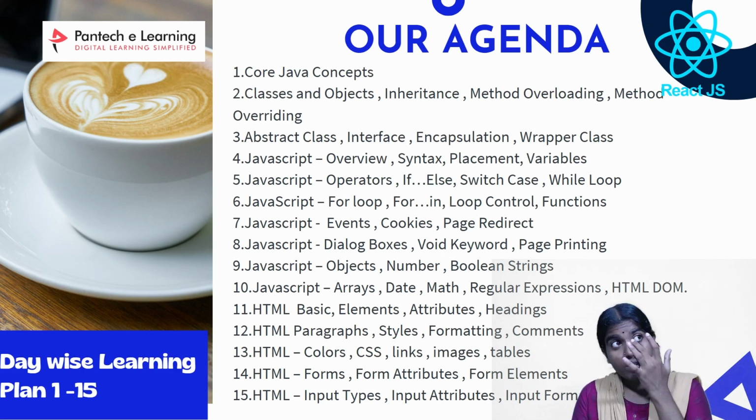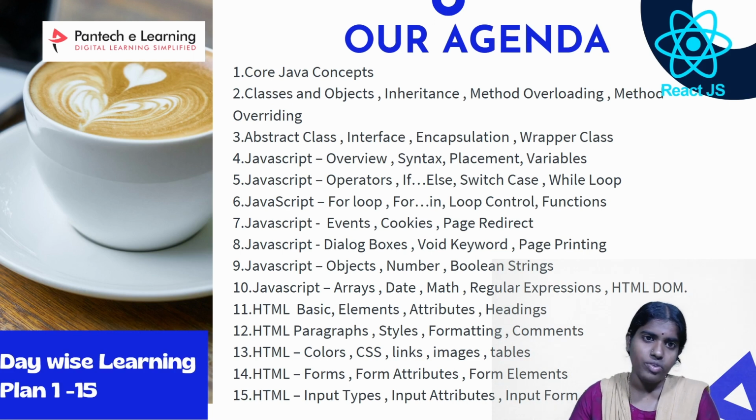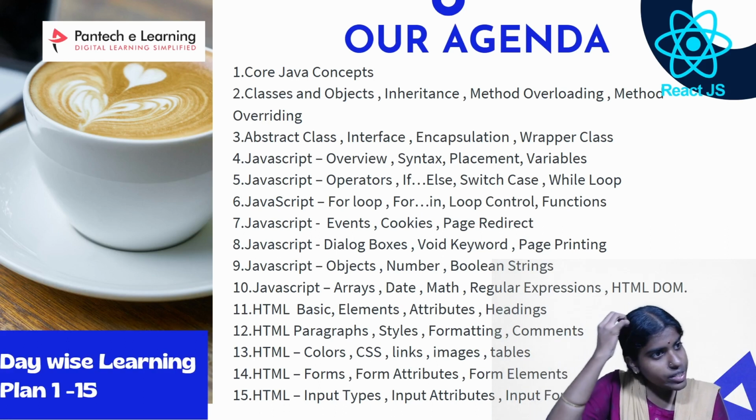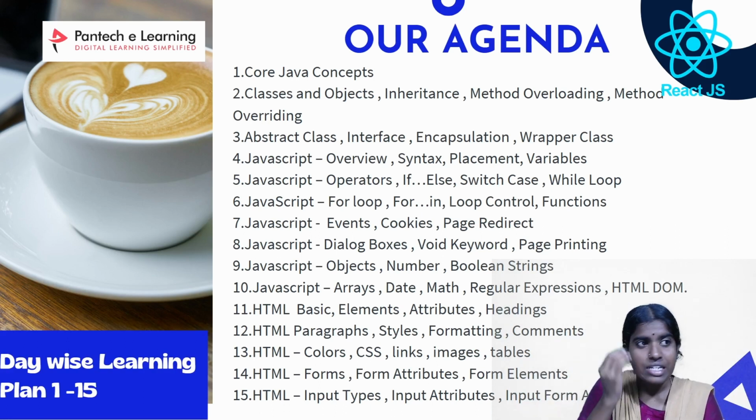So what I'm going to discuss in this 30 days ReactJS masterclass program. Firstly, I gave you some introduction to Java and then I started with JavaScript. I gave you a brief overview. What do you mean by operators, looping statements, dialog boxes? And then I started with HTML. What do you mean by hypertext markup language? What are all the different types of tags and attributes available in HTML?